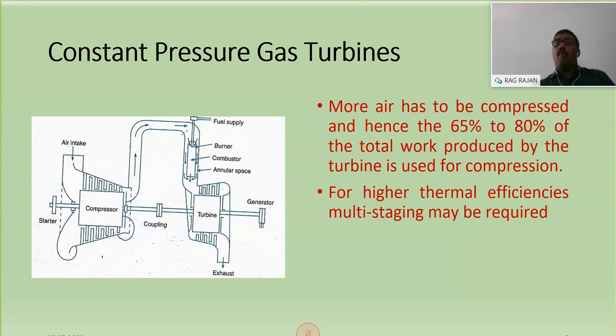Here, one thing you have to understand is that you have to pass more air for cooling purposes also. So 65% to 80% of the total work produced by the turbine is used for compression. So the net work output from the turbine system will be less. For higher thermal efficiencies, multi-staging is also practiced.